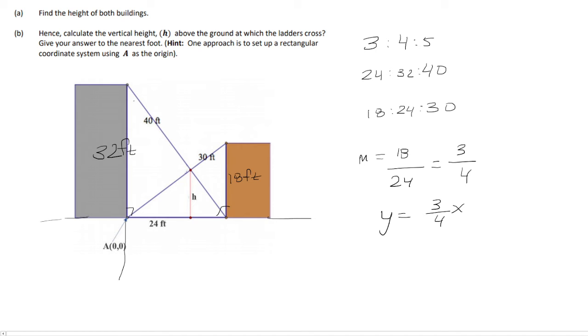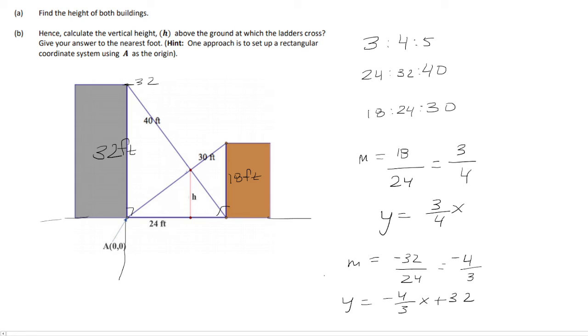Now for the other one, we know that the y-intercept is at 32 here, and the slope is the change in y over change in x. So we're going down 32 and then right 24. So if we divide everything by 8, we get -4 over 3. So that will be y equals -4/3 x plus the y-intercept of 32.